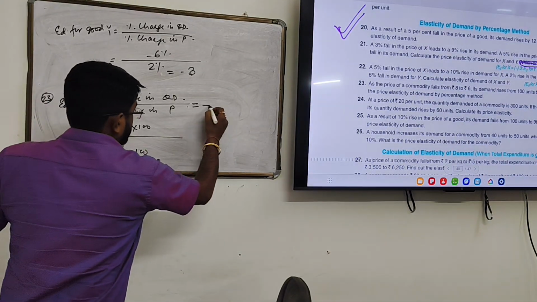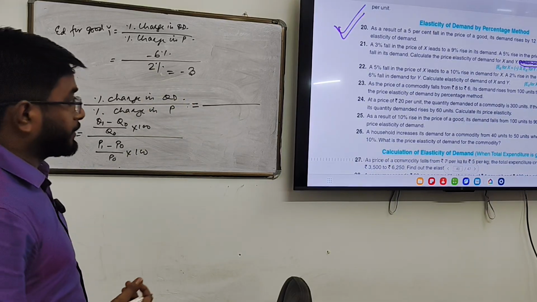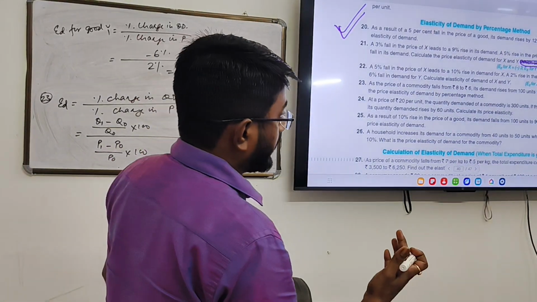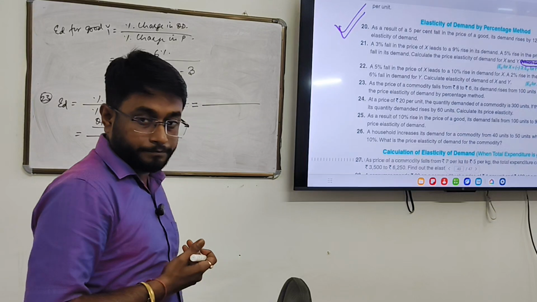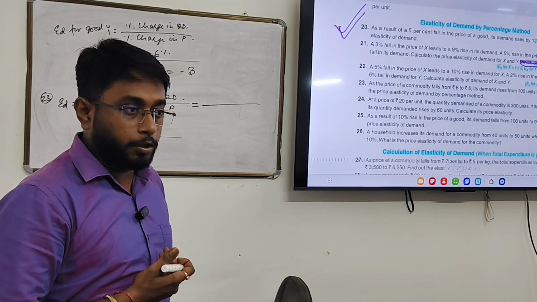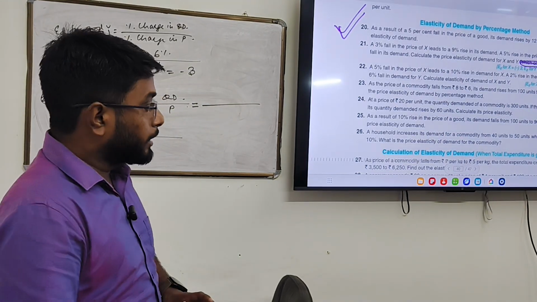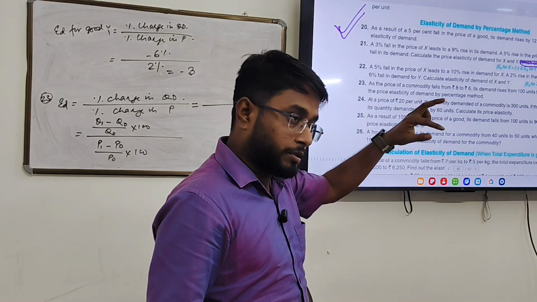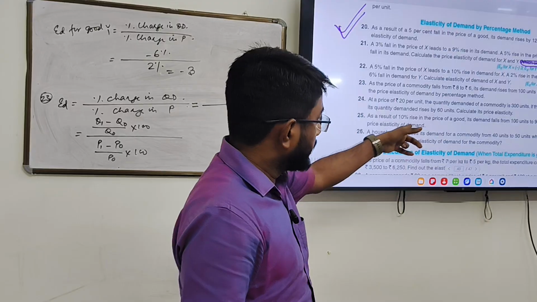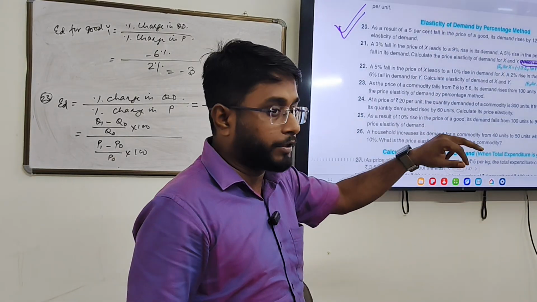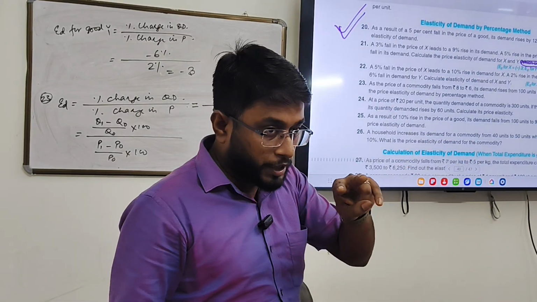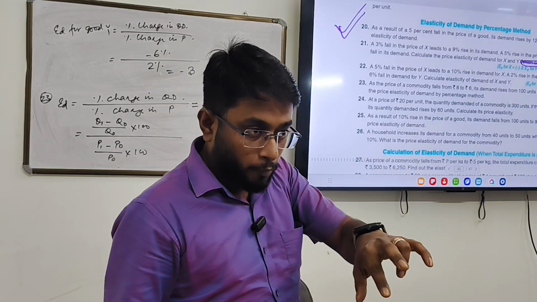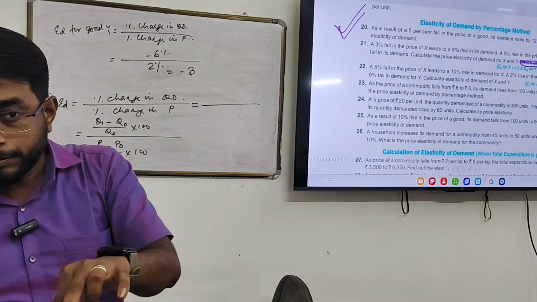Now look at the question. You can find two quantities are there. One is 100 and one is 125. Are you getting it? As the price of a commodity falls from rupees 8 to 6, these are the prices, 8 and 6. Its demand rises from 100 to 125 units. So these are the two demands, 100 and 125. Which one is the new?